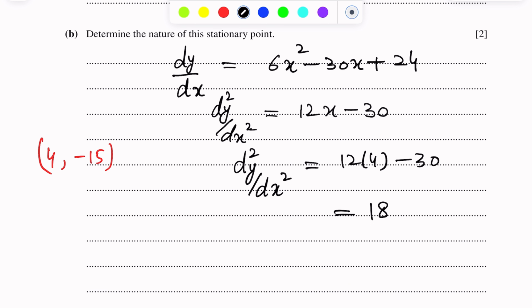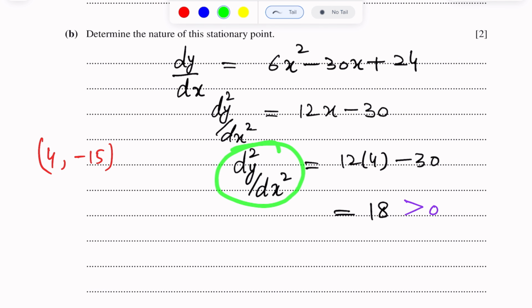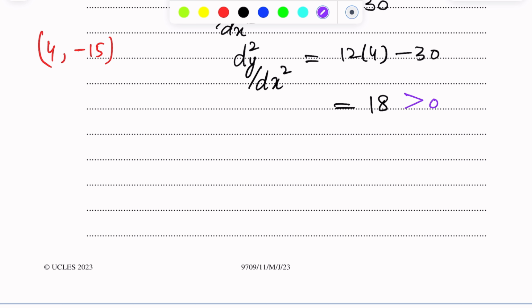Clearly 18 is positive. So we get the double derivative is positive. So this point is a minimum point. Hence the given stationary point, this point 4, minus 15, will be a minimum because the value of the double derivative is positive.